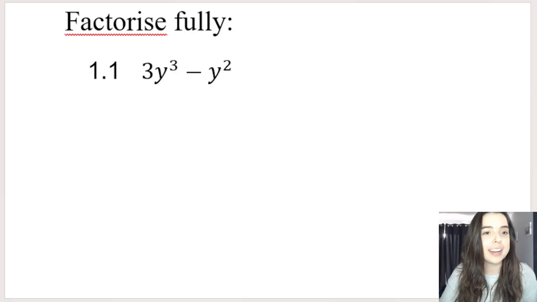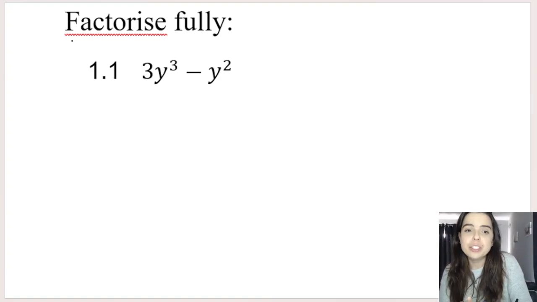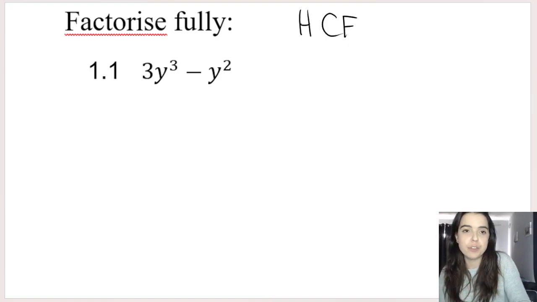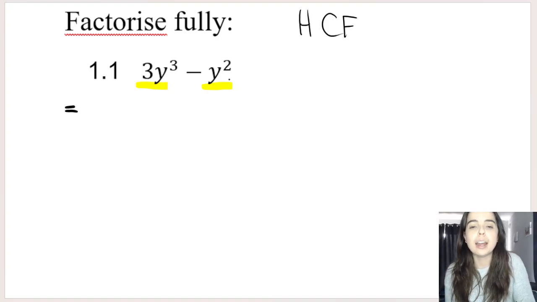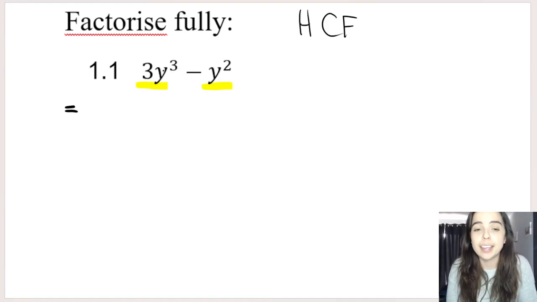So let's just jump right into our first exam question. Note how the instruction says factorize fully, so your mind immediately needs to go to highest common factor. That's the one that you always try first. So you look at how many terms you have, and we have two terms. And you ask yourself, is there anything that is in common that I can divide each term by? What is the biggest, what is the highest factor that they have in common?